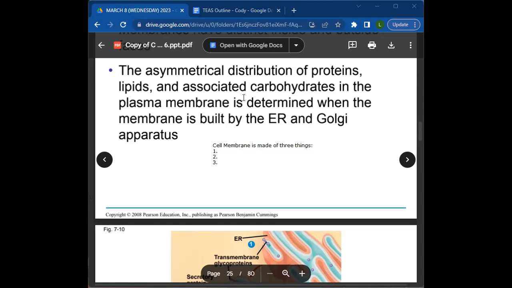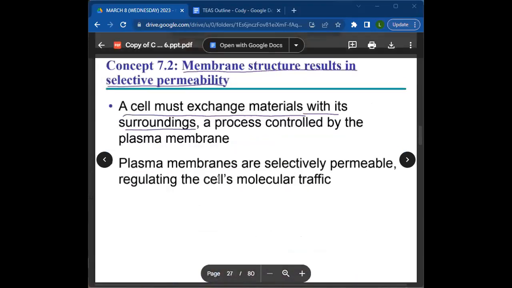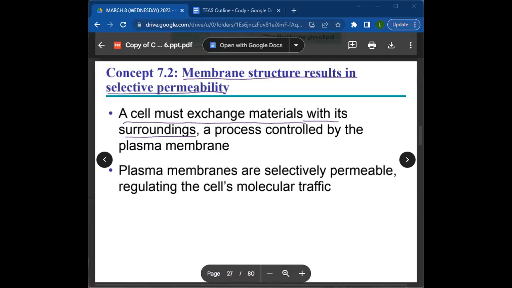Okay, so let's review. The cell membrane is made up of phospholipids, cholesterol, and proteins. Hopefully you got all three of those right. But if you didn't, you need to go back and review what the three things the cell membrane was made of. Now let's move on and talk about how things move through the cell membrane.